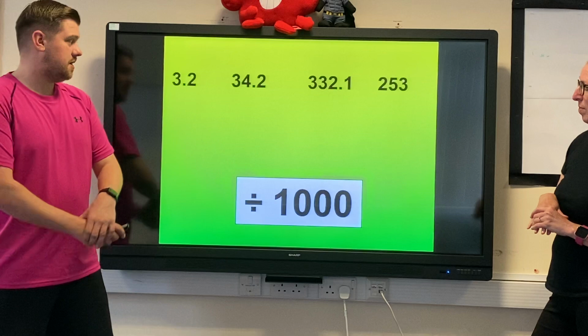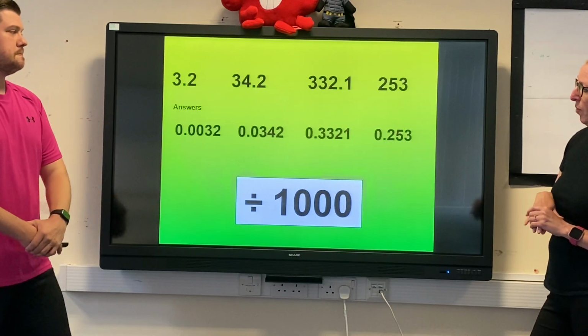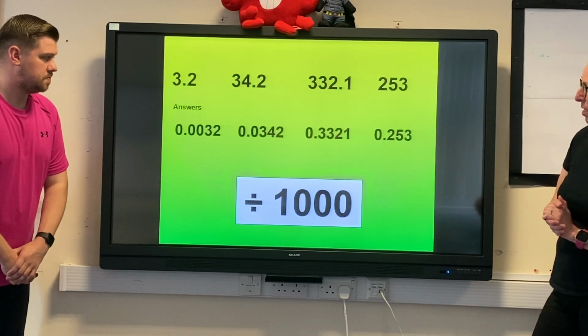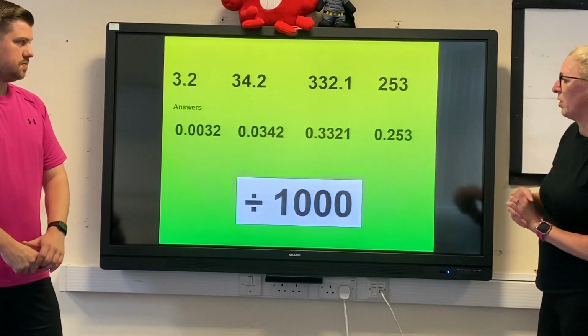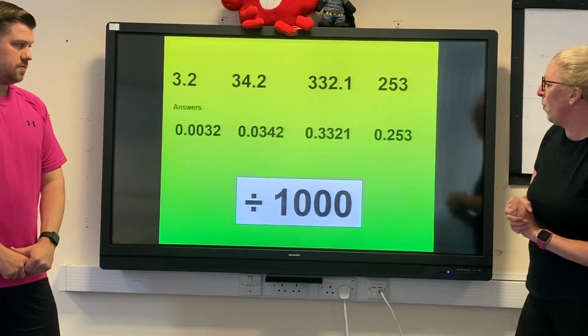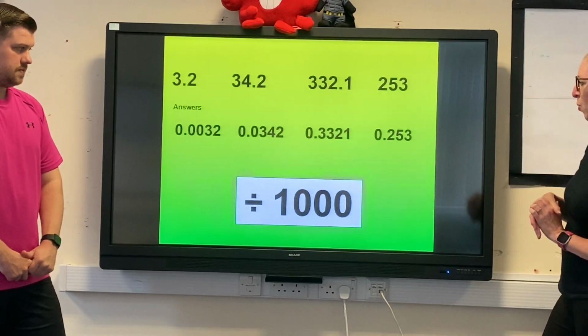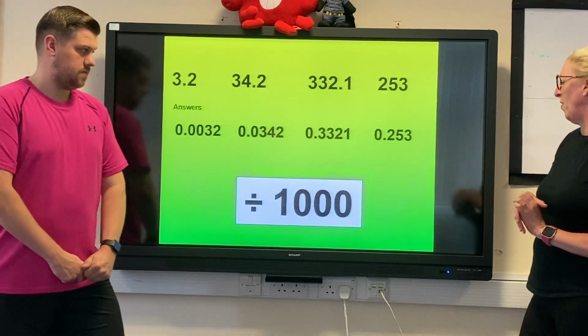And your answers are? We've got 0.0032, we have to have these in to keep place value, and 0.0342, 0.3321 and 0.253.